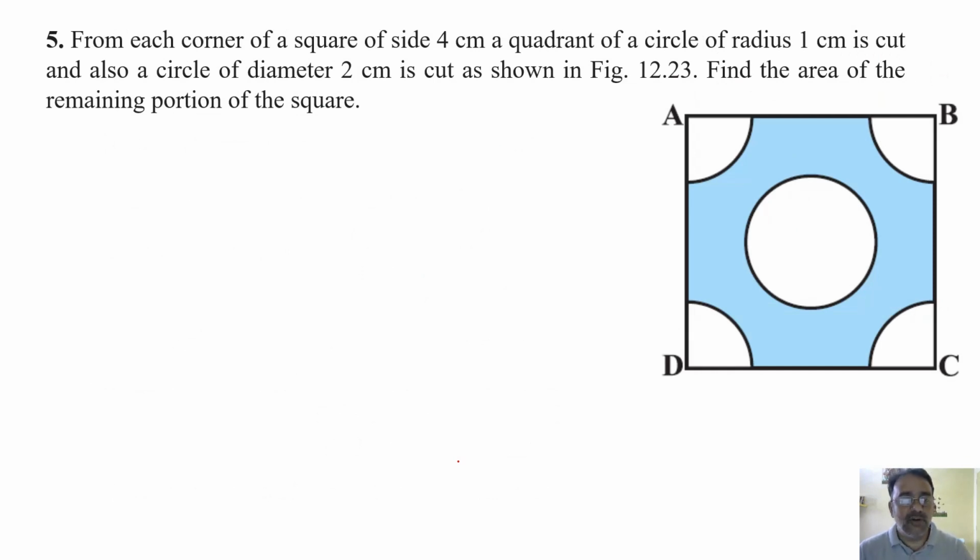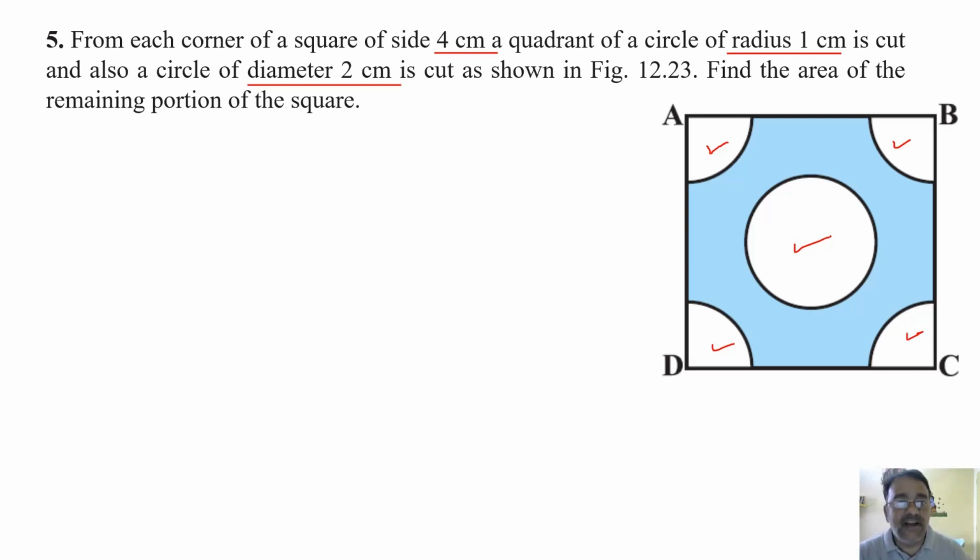We are doing only selected questions. From each corner of a square of side 4 centimeter, a quadrant of a circle of radius 1 centimeter is cut, and also a circle of diameter 2 centimeter is cut as shown in this figure. Find the area of the remaining portion. So it's very simple. What we have to do is, these four quadrants, 1, 2, 3, 4, if we combine all these 4 quadrants we will get one circle. And this circle we have to remove to get the area of the remaining portion of the square.